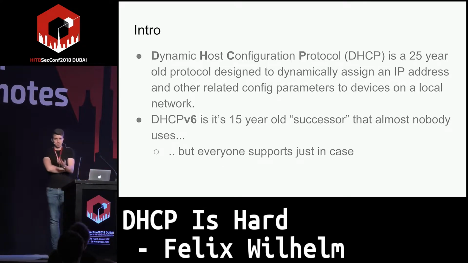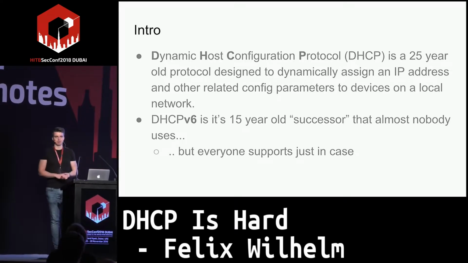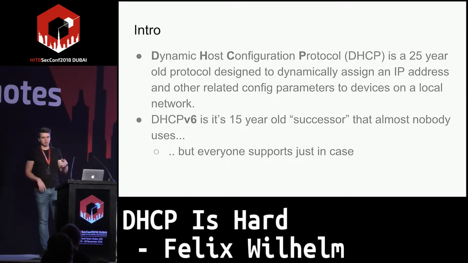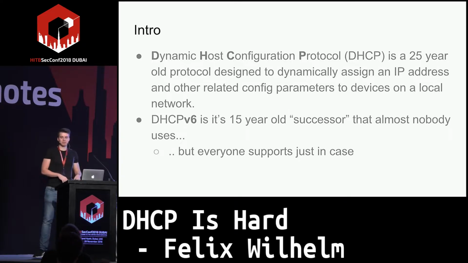So, I assume everyone in the audience has heard of DHCP before, but I'd like to give you a really quick introduction. DHCP is a 25-year-old network protocol, and you use it to dynamically assign an IP address and other config to devices on a local network. DHCP itself is IPv4 specific, so there's also a successor, DHCP version 6, which is used for IPv6. And it's also 50-year-old already, and almost no one uses it.